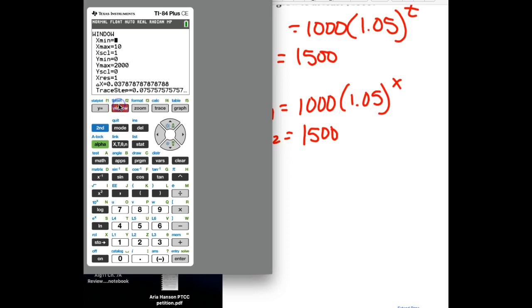So go to your window key. I'm going to set mine to be from 0 to 10 for x. That means I'm going to look and see if this happens within the first 10 years. Okay? If I don't see it happening, I can always make that bigger. My y values, I set from 0 to 2000. That gets me beyond that 1500 value that I'm looking for, right? The other thing to notice, my y scale here, I set at 0. Otherwise, it's trying to put 2000 tick marks in that little window, and it's just going to look like a really thick line. You don't need the tick marks in there, okay? All right, so then we're going to hit graph.